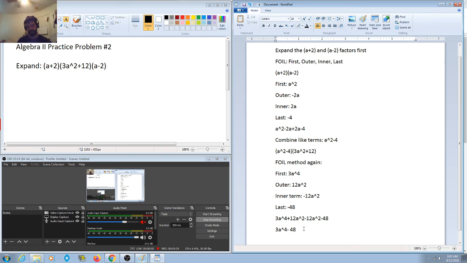Now in this question I can't really exemplify it, but all constants are always like terms. Because they don't have a variable associated with them, you can always combine constants together as like terms. Okay, so our final answer is 3a⁴ − 48.